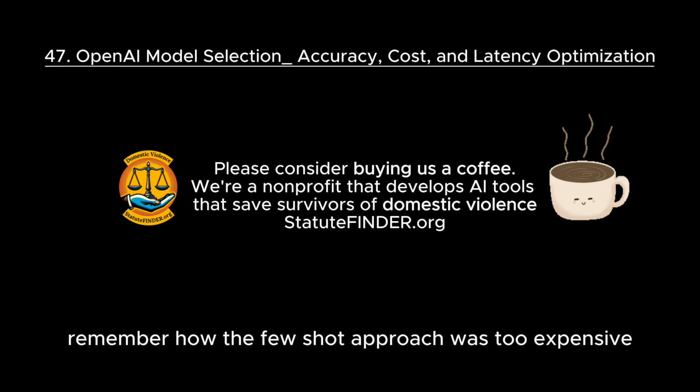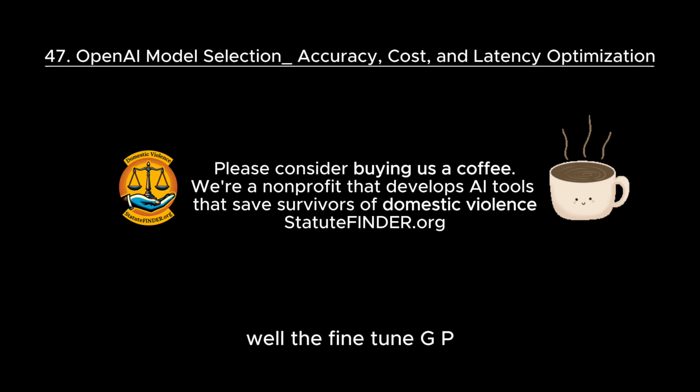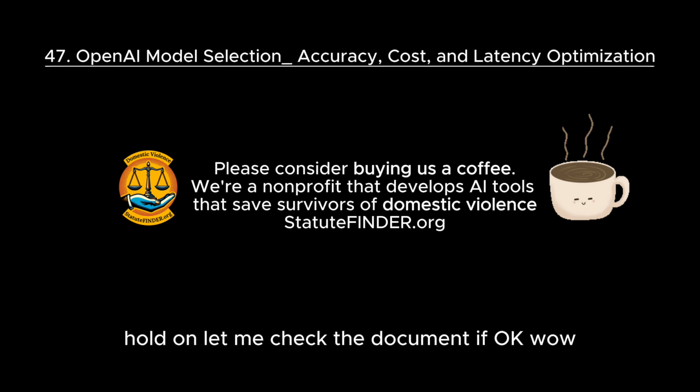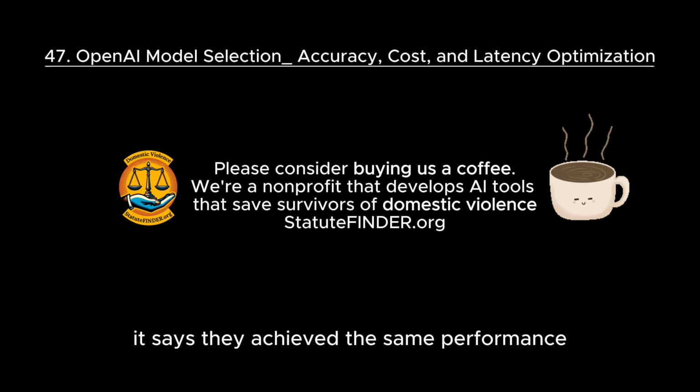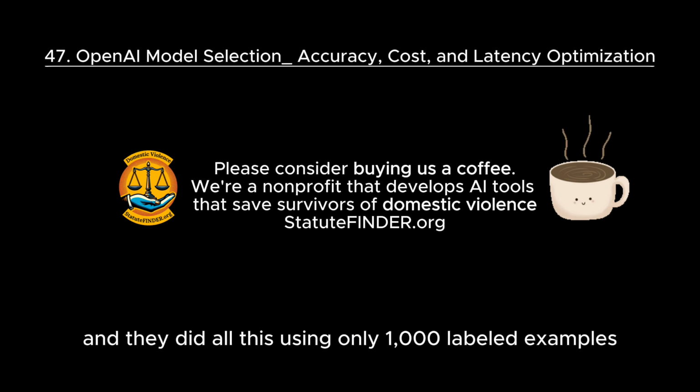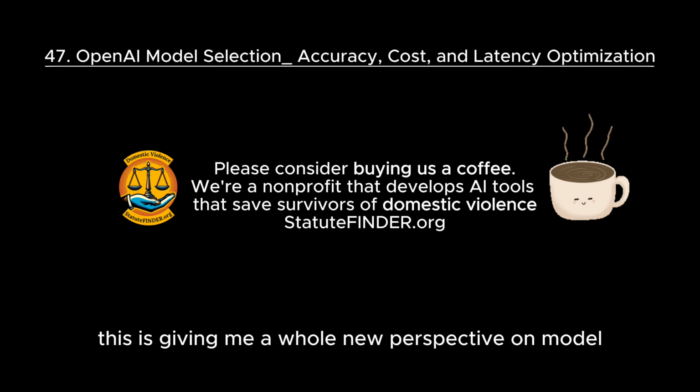Remember how the few-shot approach was too expensive? Well, the fine-tuned GPT-4o Mini came in at a fraction of the cost. Hold on, let me check the document. Okay, wow. It says they achieved the same performance for less than 2% of the cost. That's incredible. Pretty impressive, right? And they did all this using only 1,000 labeled examples. This is giving me a whole new perspective on model selection.